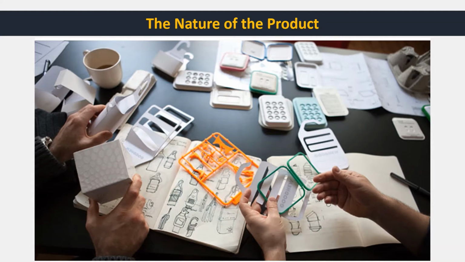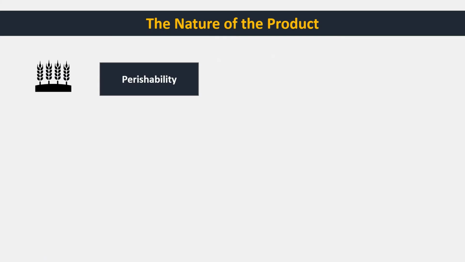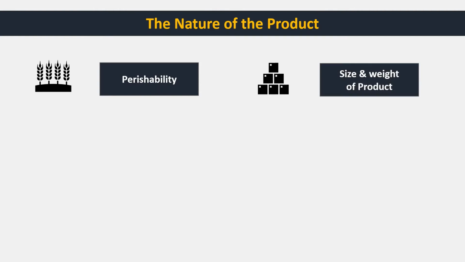Factors and nature of the product include perishability. Products which are perishable in nature are distributed by employing a shorter channel of distribution so that goods could be delivered to the consumers without delay. Size and weight of product. Bulky and heavy products like coal and food grains are directly distributed to the users, involving heavy transportation costs.